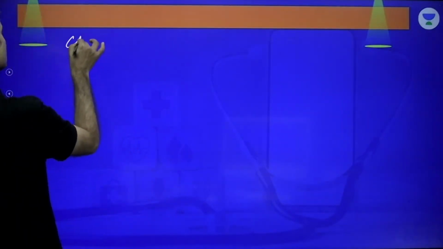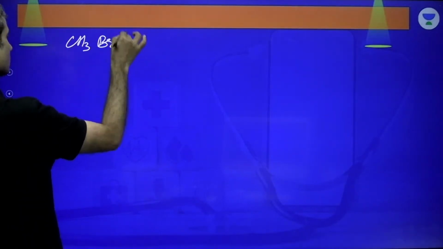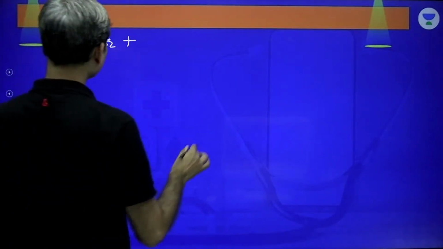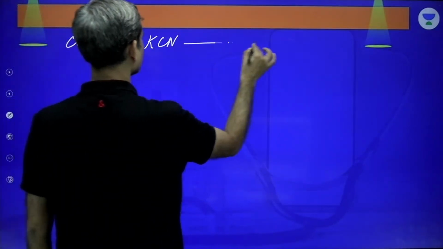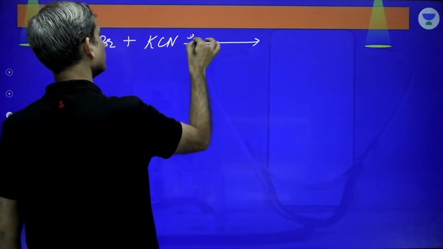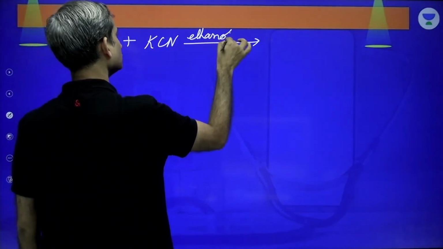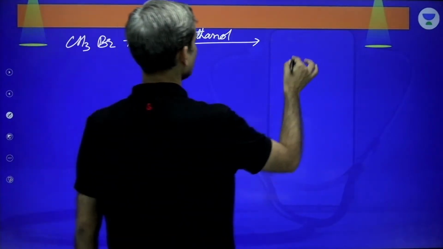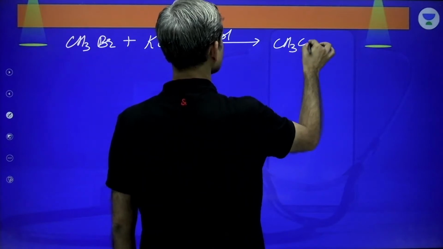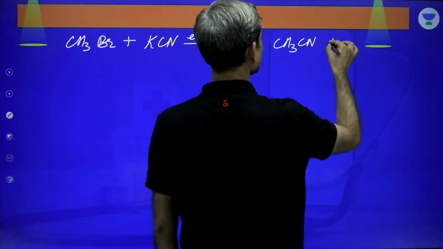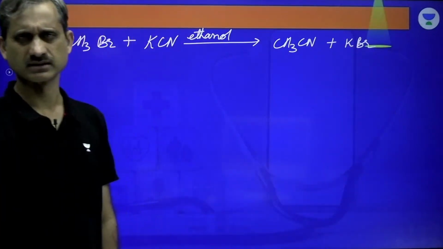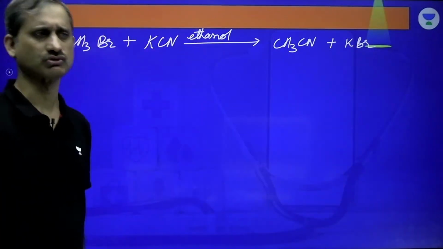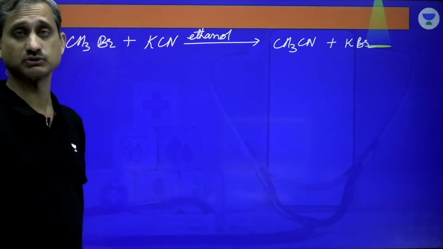We have CH3Br reacting with KCN in presence of ethanol to give us CH3CN plus KBr. Now this is an actual reaction that takes place. This is what we have as a substitution reaction. This is a nucleophilic substitution reaction.